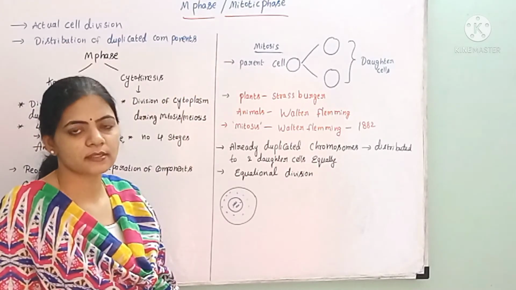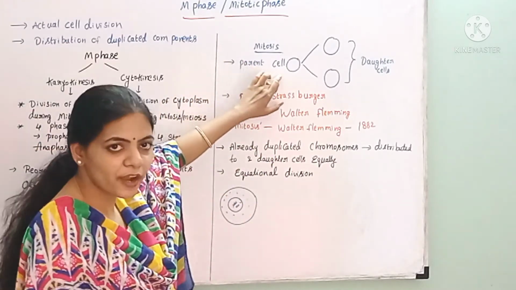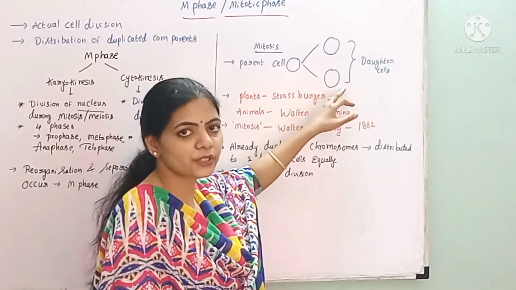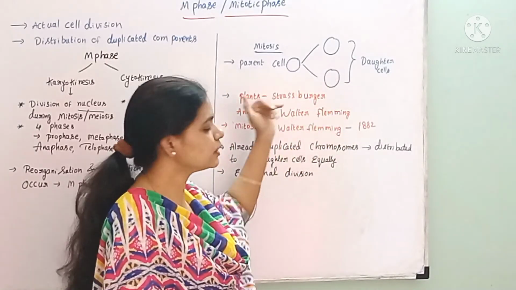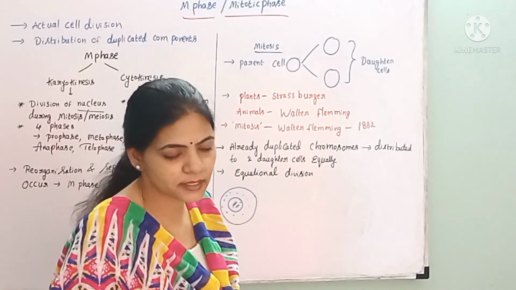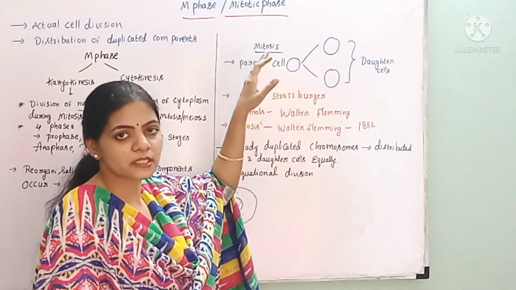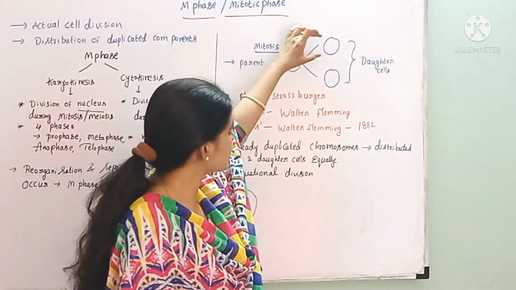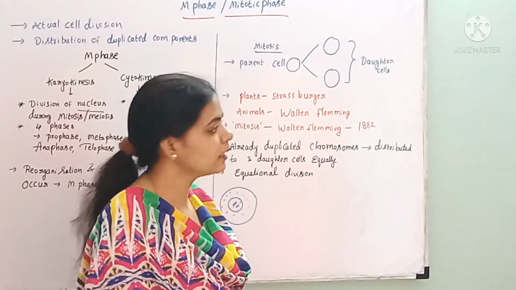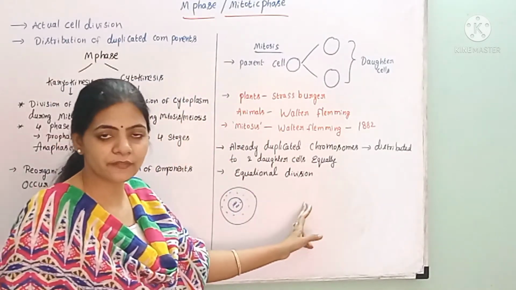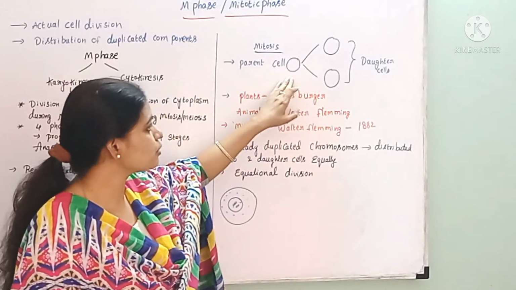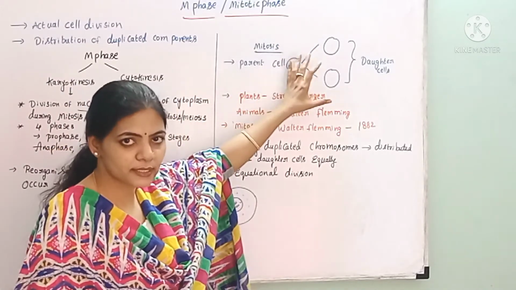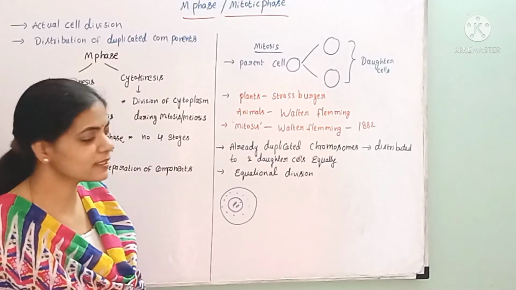If you see mitosis, what happens? The parent cell divides into two daughter cells, and these two daughter cells are identical to each other. Not only that, they are identical to their mother or parent cell. Whatever components are present in the parent cell are equally distributed. The chromosomes present in the parent cell get equally distributed to the two daughter cells. Hence, it is also called equational division.